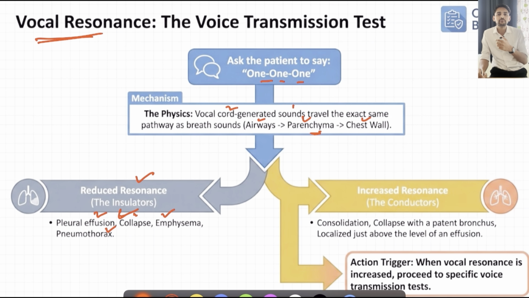And these sounds will be heard with increased intensity when there is some issue with the filtration at the vesicles. Again the same mechanisms, that is consolidation, a collapse with patent bronchus, or even at the level just above the effusion, we can see increased transmission of these sounds which are generated at the vocal cords, travel through the airway but are not filtered at the vesicles and get directly transmitted to the chest wall. So in these conditions, vocal resonance will be increased. It is almost similar to the one we have discussed previously. Instead of breath sounds, we are focusing on the voice sounds.